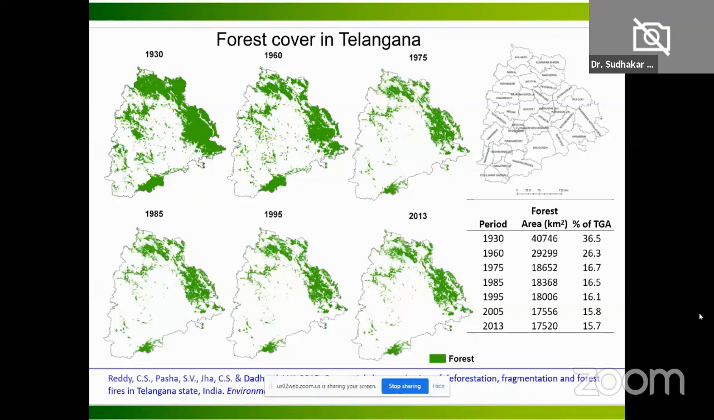If you see the area estimates, in 1930 the state had 40,746 square kilometers of forest. It means 36% of the geographical area was forest. Now we have only around 15% of the geographical area under forest in Telangana.